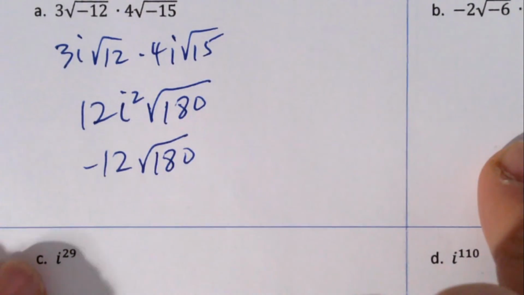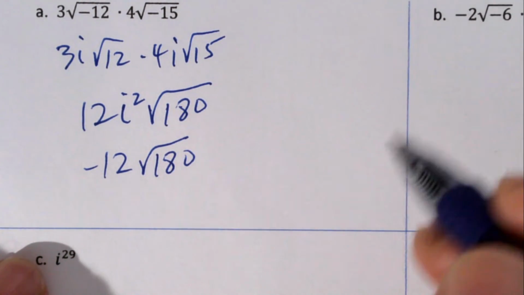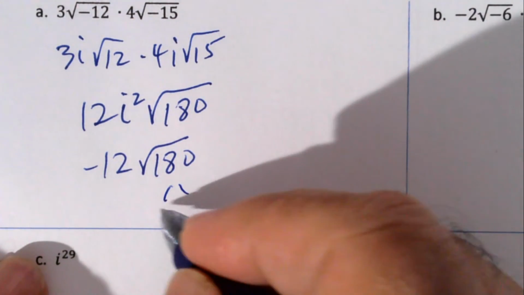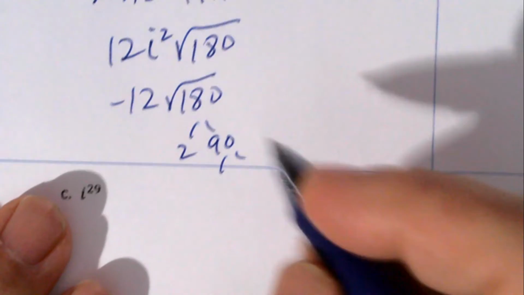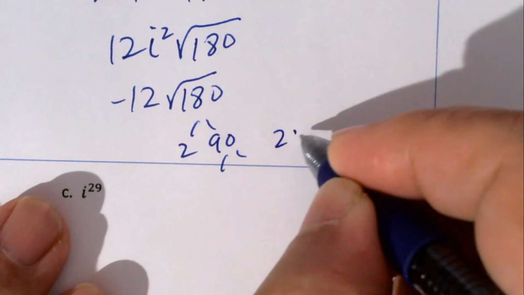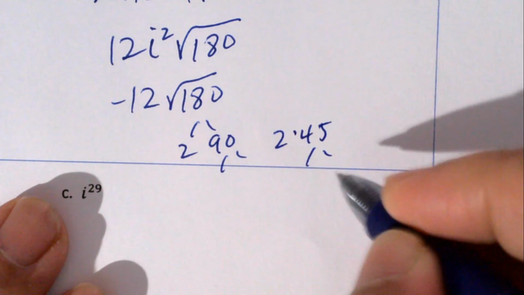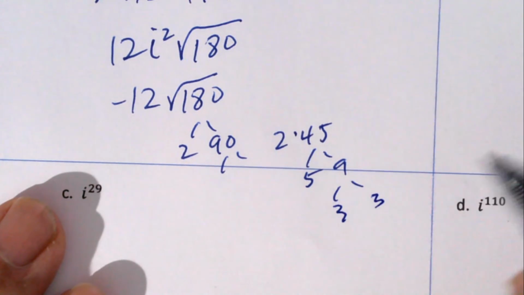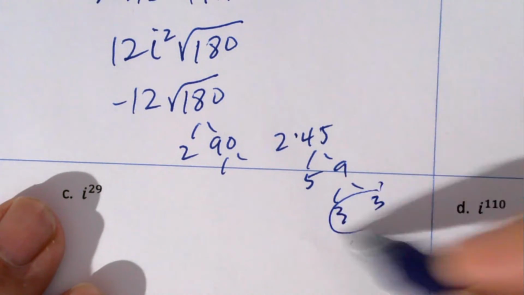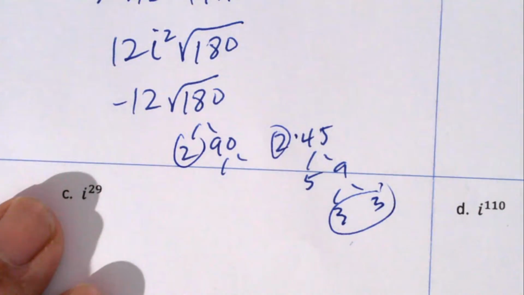So negative 12 root 180. You still have to deal with the 180. 180 is 2 times 90. 90 is 2 times 45. I'm going to have to go sideways here, I'm running out of space. 45 is 5 times 9, and 9 is 3 and 3. So there's a pair of 3s and a pair of 2s.